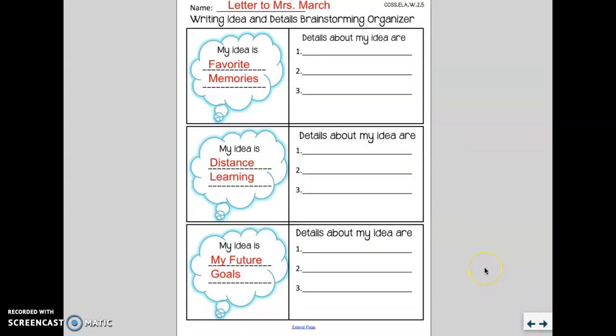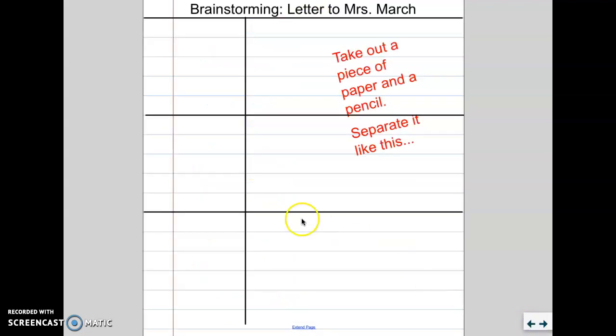Okay, so now that your paper is separate, this looks a little different than your paper, but this is how we're going to organize our thoughts and brainstorm what we're going to write about to Mrs. March. So in the first section, I want you to label it favorite memories. And then on the right side, this is going to be some examples of some of your favorite fourth grade memories. So let's go ahead and do that.